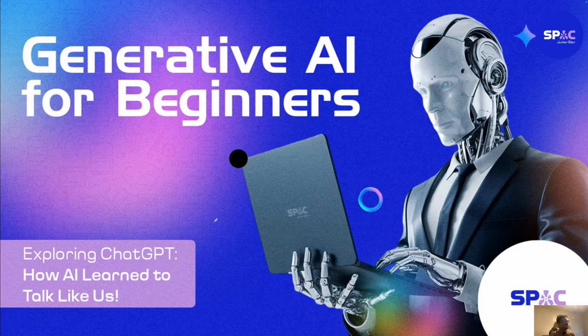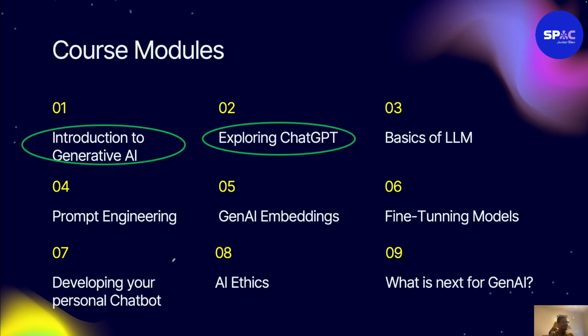So as you can see in today's video, we are continuing the series of generative AI for beginners. Today we are exploring ChatGPT. We want to know how ChatGPT learned to talk to us. We want to know the brain behind ChatGPT. We just want to learn on a very high level how it's able to learn to talk to us and have a great conversation with humans, right?